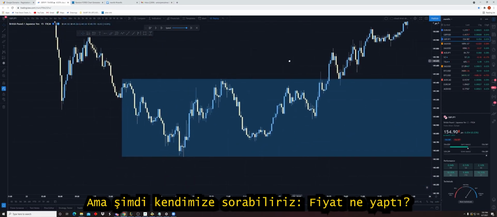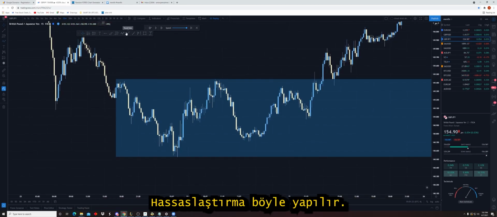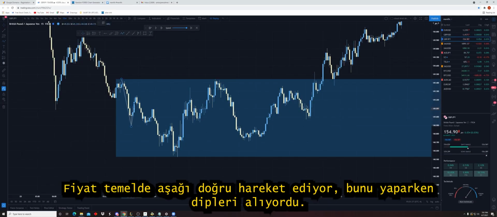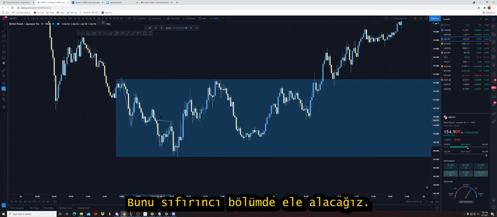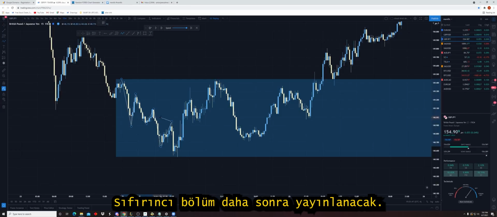But now we can ask ourselves, what is it that price did? This is how refinement is done. We ask ourselves about how price played. So again, we can think about it. Price was basically delivering lower, taking out lows as it did, right? So again, swing lows are liquidity. We will deal with this in section 0. If it's not out yet, don't worry about that. Section 0 will be released later.